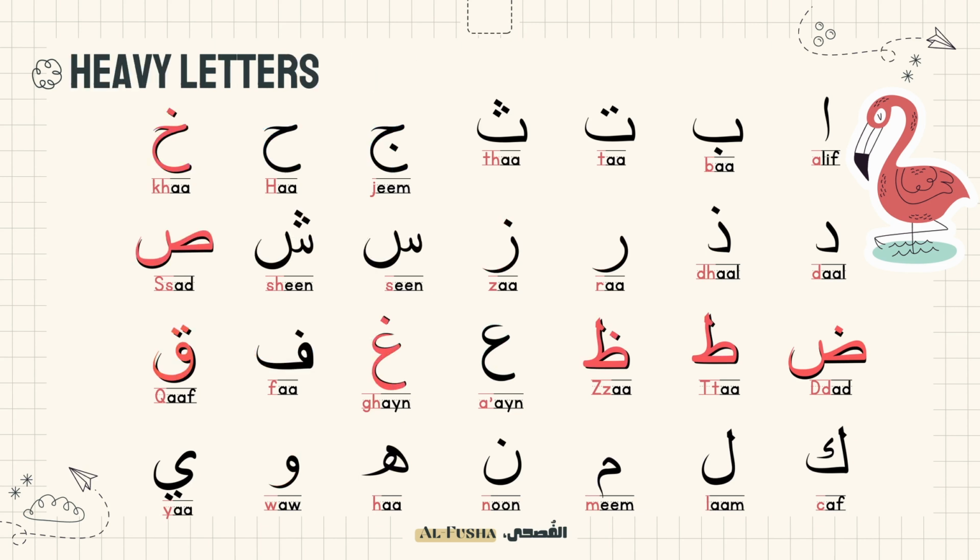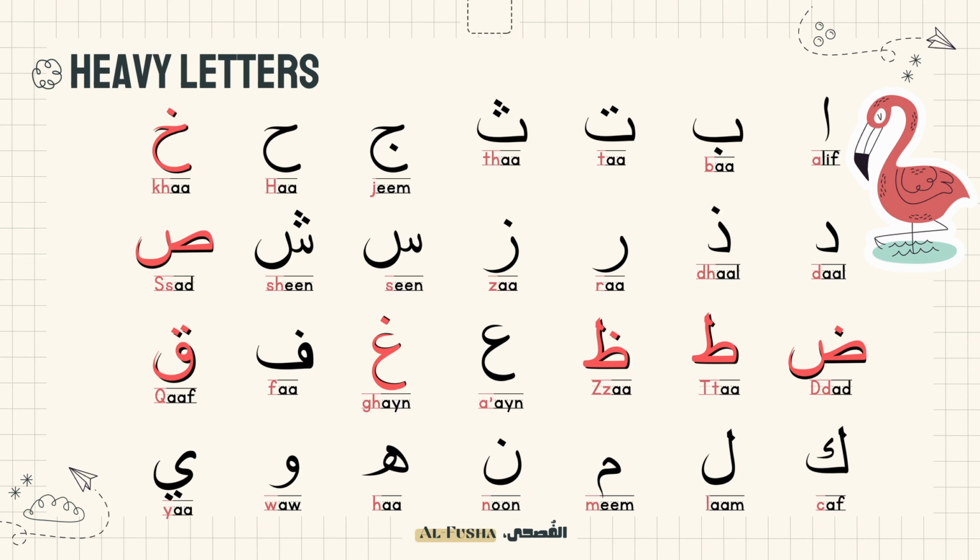Now we have an important topic, which is the heavy letters in Arabic. We have 7 heavy letters in Arabic, and these heavy letters are pronounced with full mouth. When you pronounce them, you make your mouth full. So, Kha, we don't say kha. No, it's Kha. That's how it's heavy. Okay, then you have also Sad, not Sin.